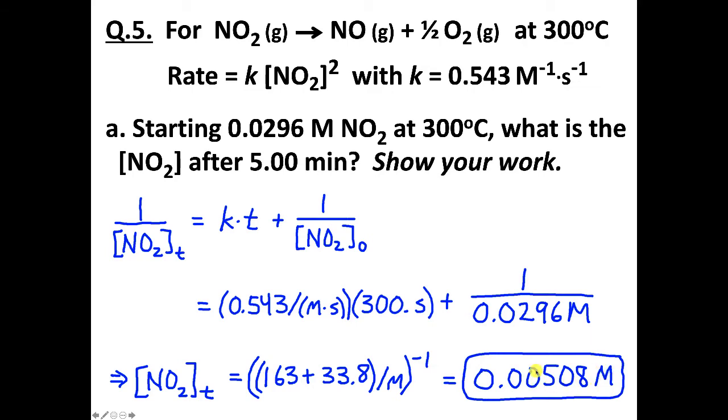And then check and see if this seems reasonable. If we start with 0.0296 molar, as time progresses, we'd expect the concentration to go down. And so we better get a value that is at least a little, maybe significantly smaller than 0.0296 molar, which we do. 0.00508 molar is the concentration after 5 minutes has elapsed, using the second order time versus concentration relationship.